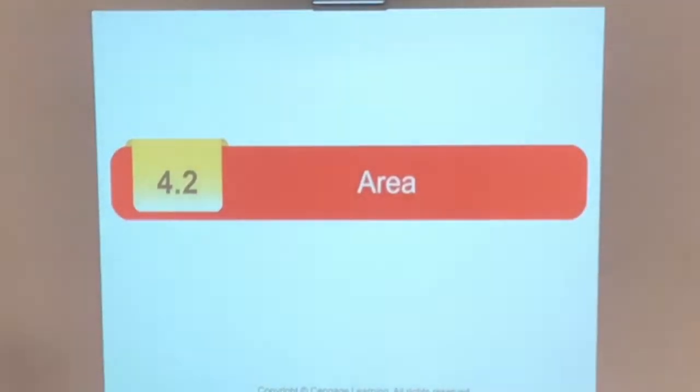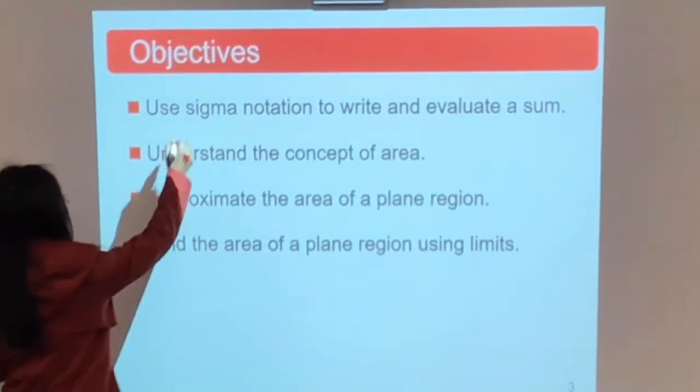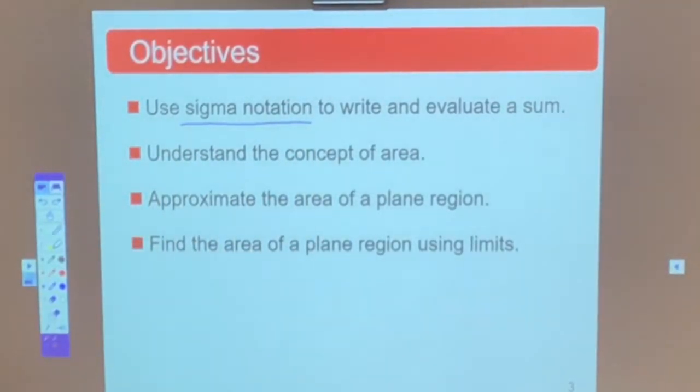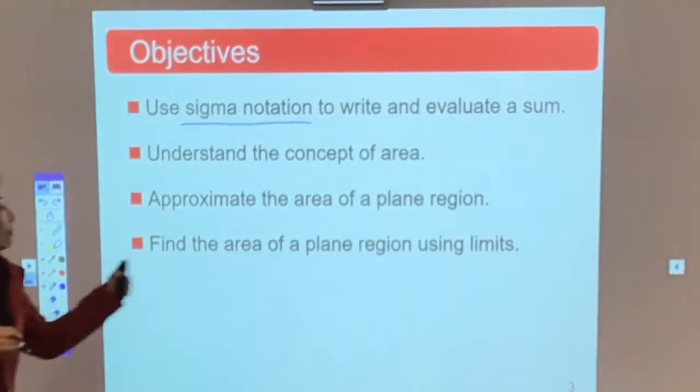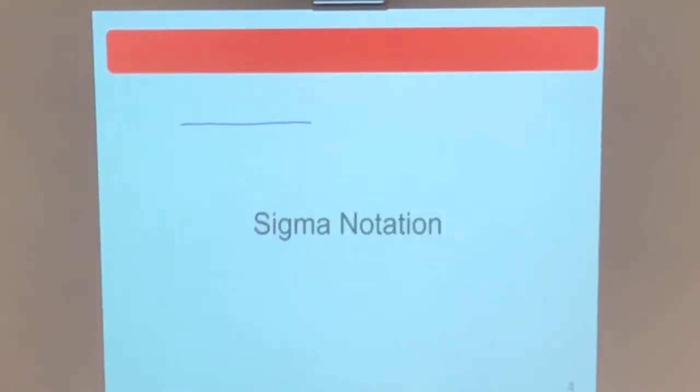Told you, interval is what? Area. Area under the curve. So the objective: use sigma notation to write and evaluate a sum. Understand the concept of area, approximate the area of a plane region, and then find the area of a plane region using limits.